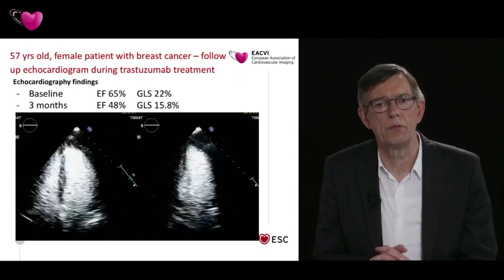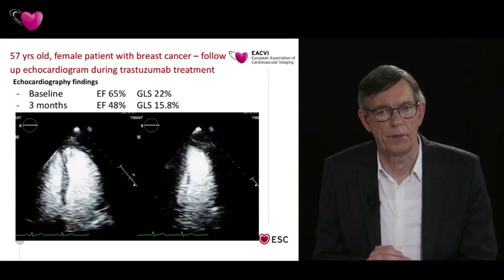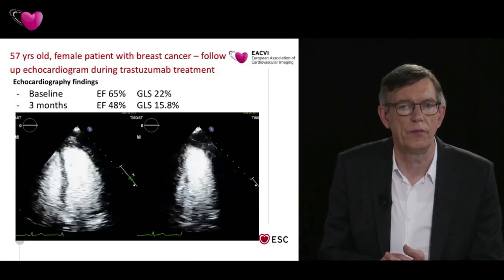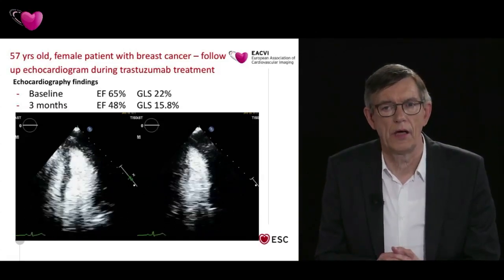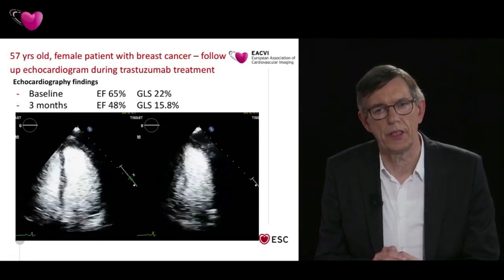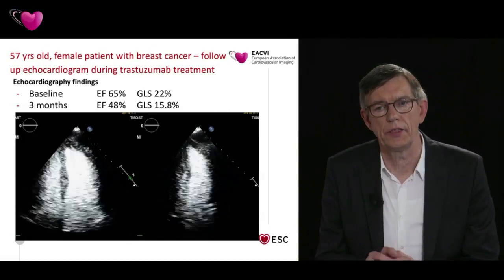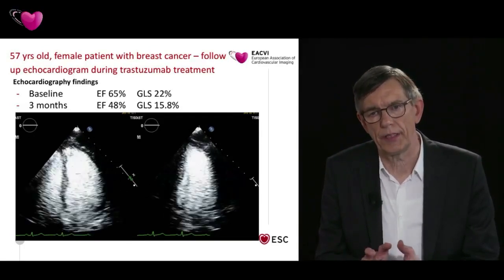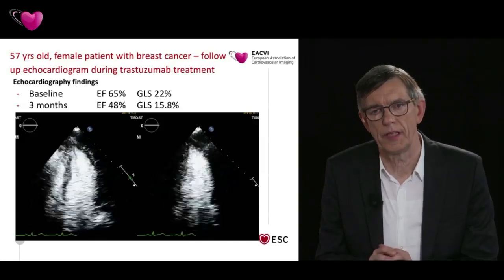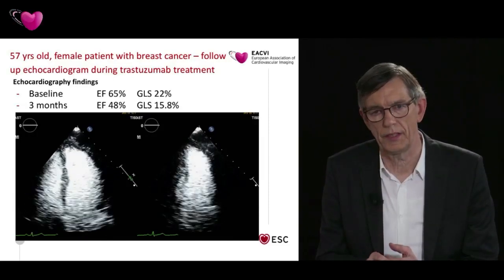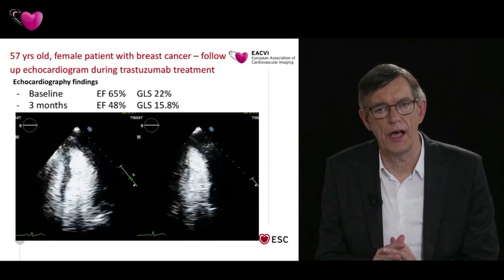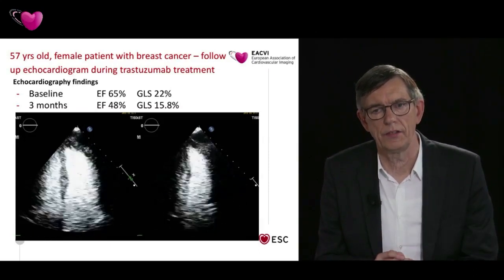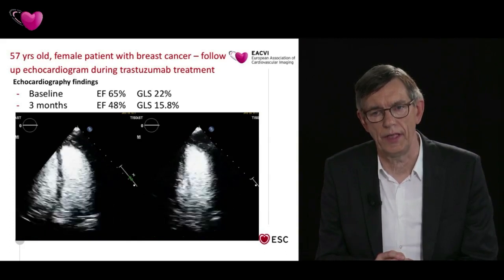Let's move to another patient. This is a 57-year-old female, also with breast cancer, who comes for a follow-up during trastuzumab treatment. Her baseline ejection fraction was 65% and the GLS was 22%. Now she has an ejection fraction of 48 and a GLS of 15.8.